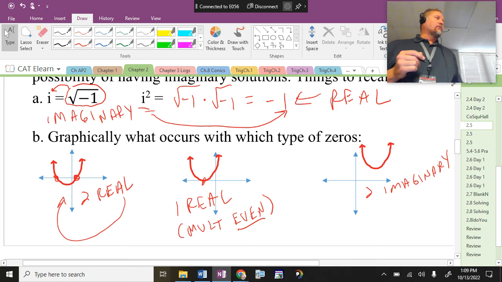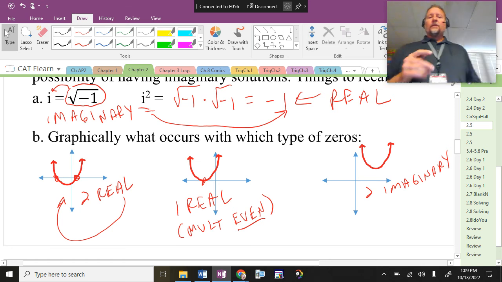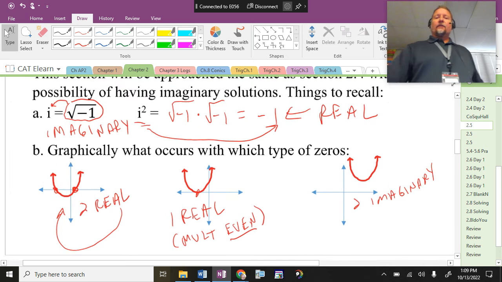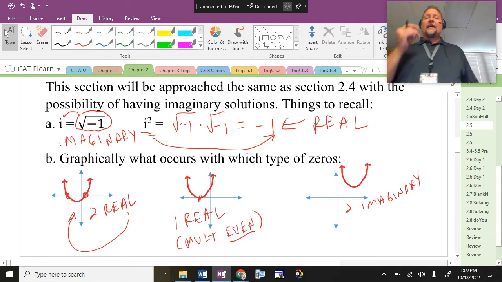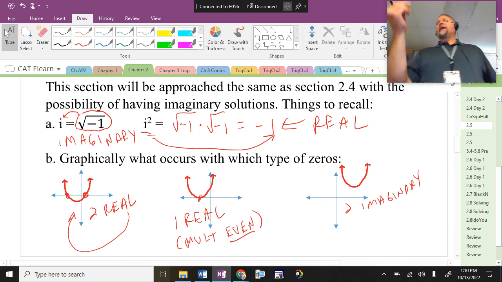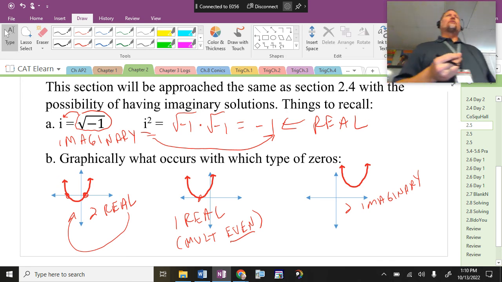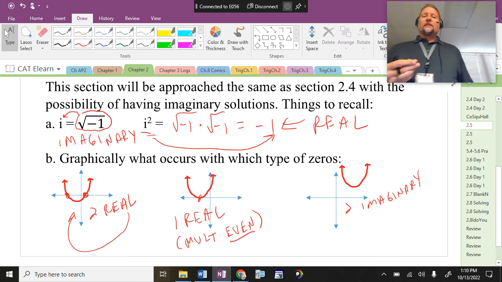Okay. All right. So I do see a few people writing, so we'll leave that here for a moment. So these are all approached or tied together here. Reminder of what an I number is, then a reminder of what an I number does for graphs, and if they cross the x-axis.